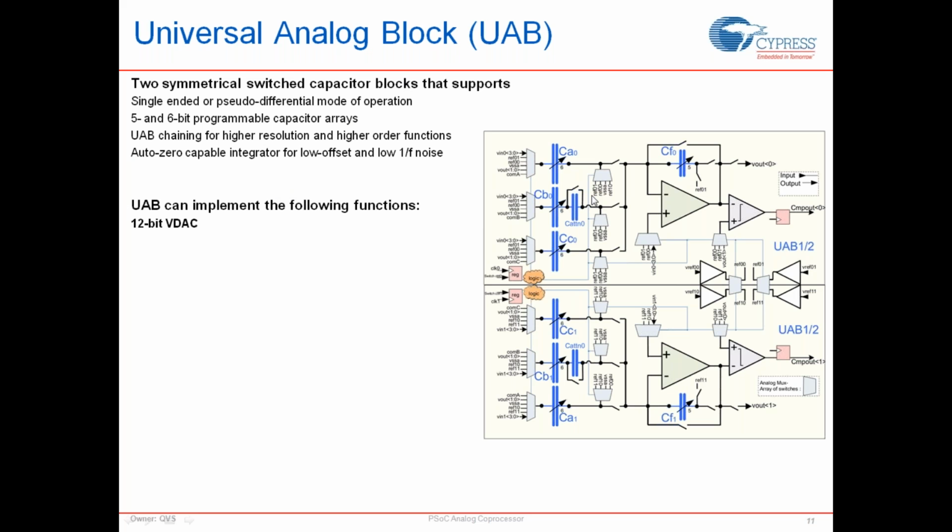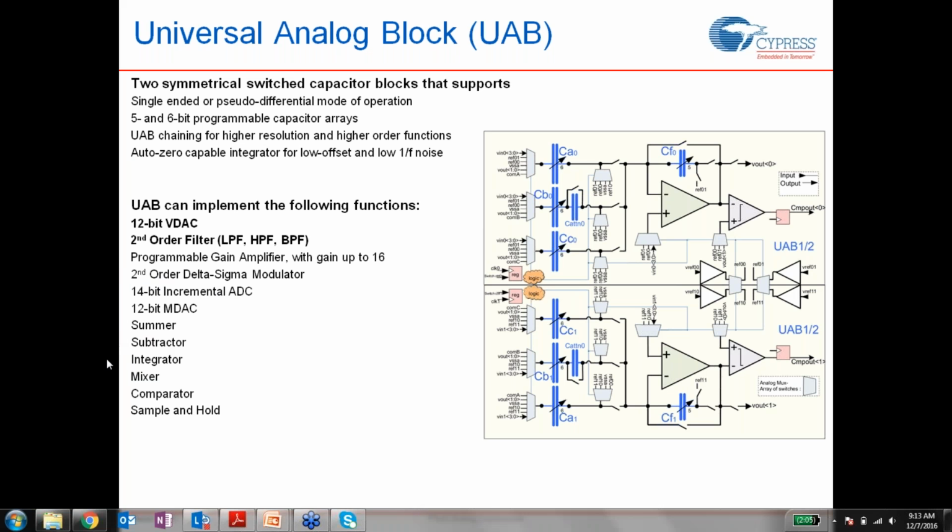Just like you build an amplifier, you could have a fixed input, a fixed reference that comes in as an input. You amplify it, and you keep changing the gain of that amplifier. What you end up building is a VDAC. So that's how you build a 12-bit VDAC using the UAV.